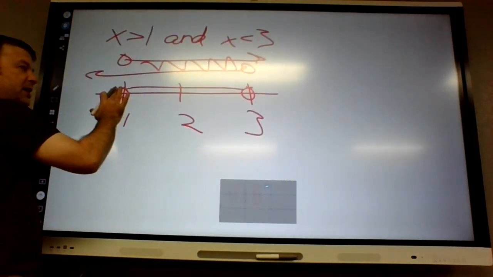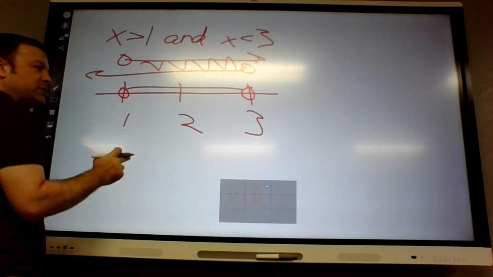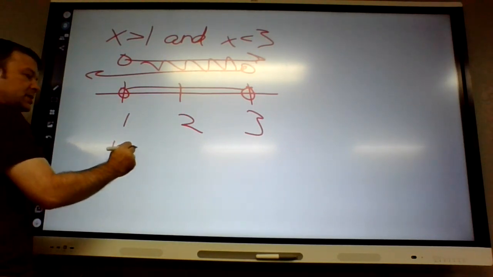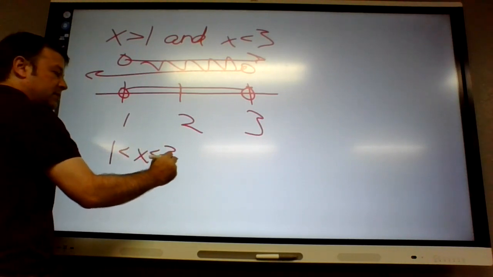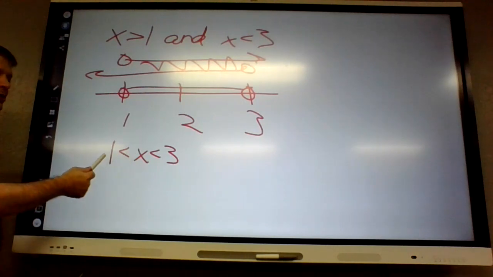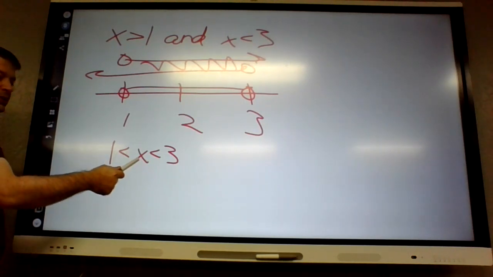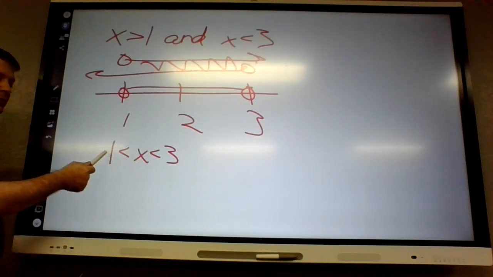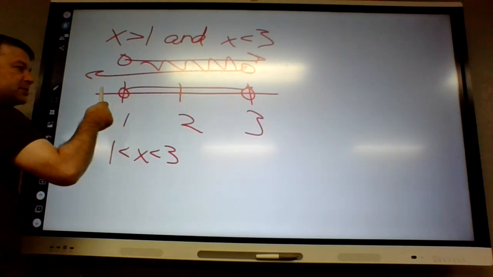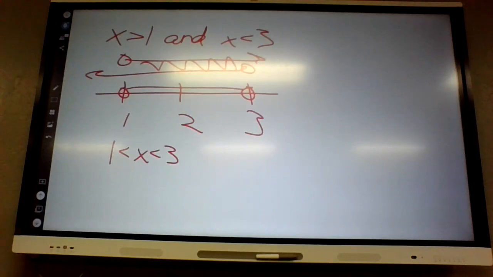Now, if you want to say all the numbers from here to here, what's the best way of writing that? Well, it looks like this. 1 is less than x is less than 3. So with an "and" statement, you can combine them into one long statement. This says at the same time that x is bigger than 1 and it's smaller than 3. And that's what it looks like on the graph.